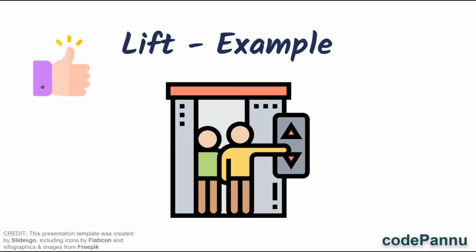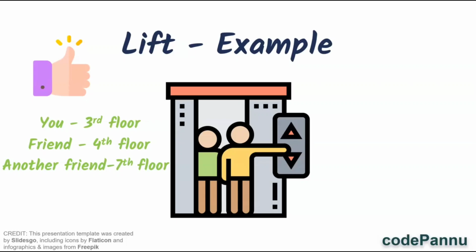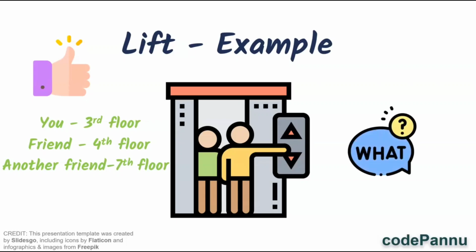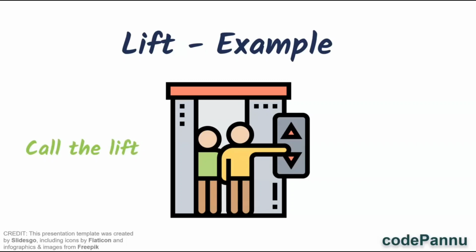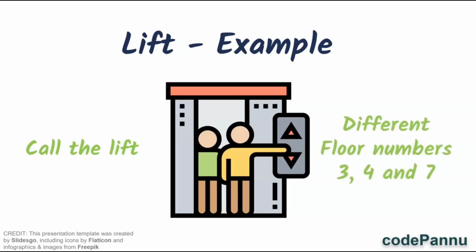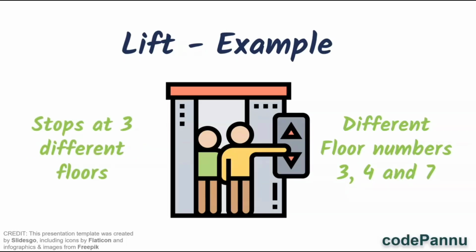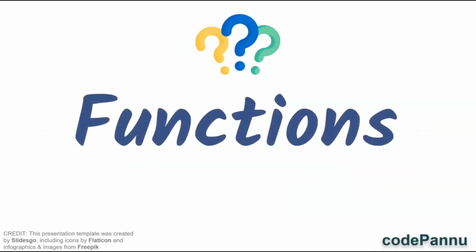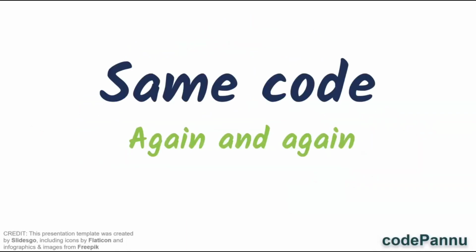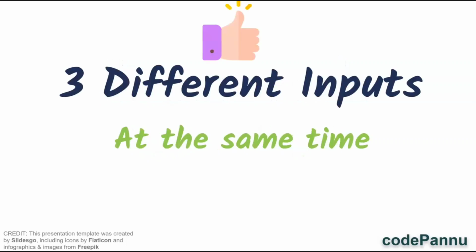If you want to go to the third floor, your friend wants to go to the fourth floor and another friend wants to go to the seventh floor, what will you do? You will call the lift and you and your friends will press 3, 4 and 7 as floor numbers at the same time and the lift stops at 3 different floors, right? Can we do the same thing with functions? Instead of running the code again and again, can we make it simple by giving 3 different inputs at the same time? Is it possible?